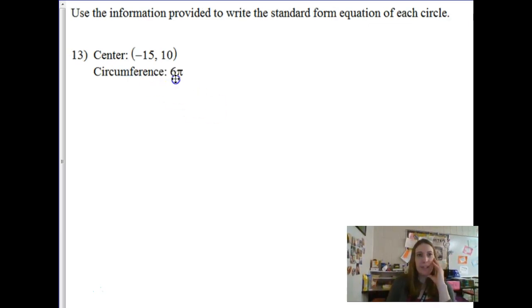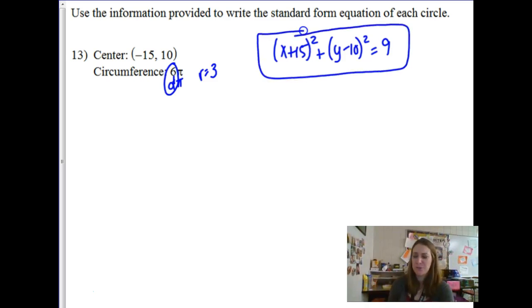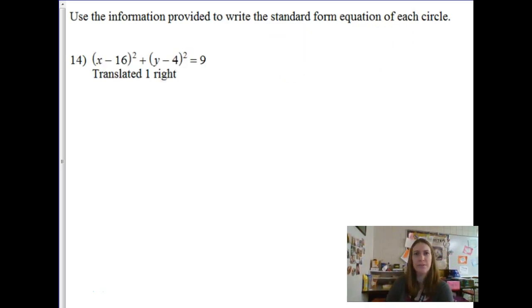Oh, another fun test prep question. This is diameter times pi, so that tells me that 6 is the diameter of my circle, which means my radius is 3. So throw this information into our formula. x plus 15 squared, and then y minus 10 squared. If the radius is 3, 3 squared would be 9. How fun. I know geometry was a long time ago for some of you. A long time ago.